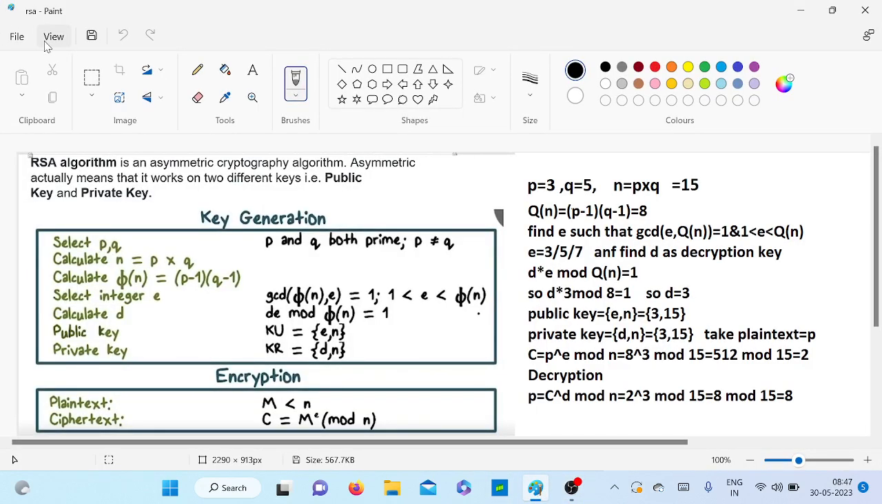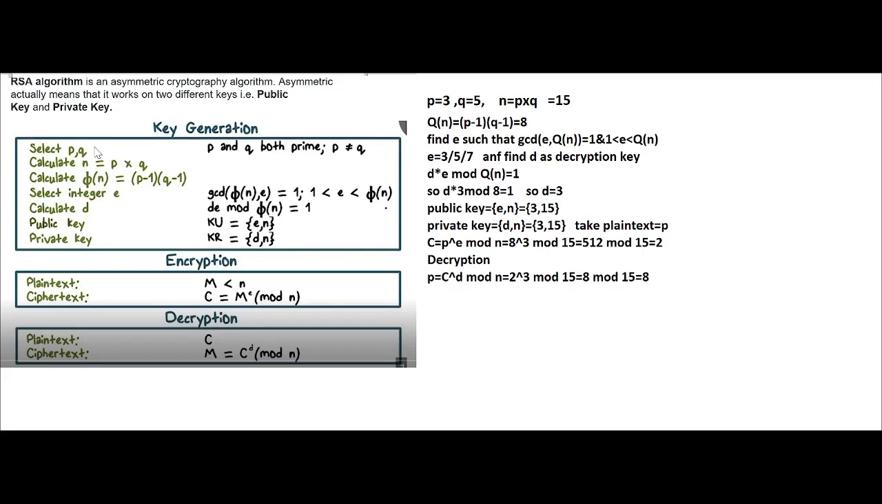RSA algorithm. This is basically a cryptographic asymmetric algorithm. This algorithm is based on two different keys, public key and private key.